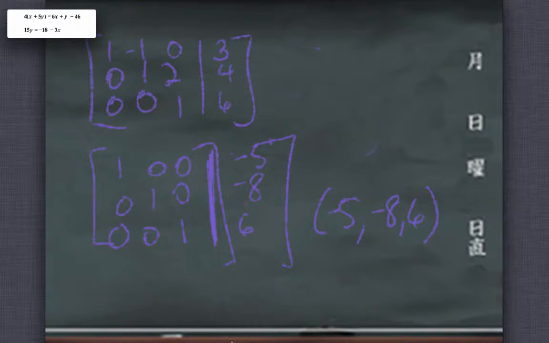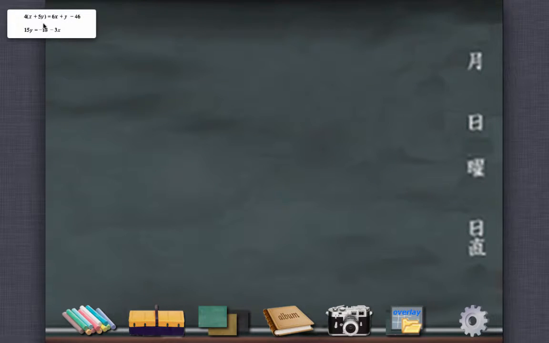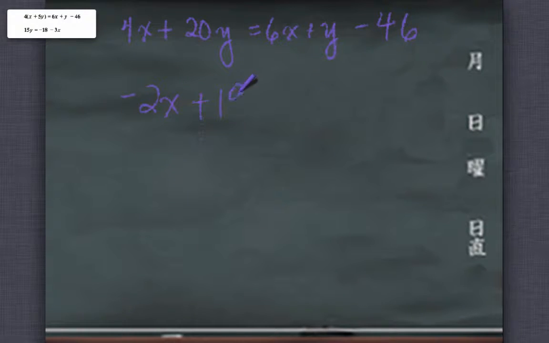So I'm going to take that. The first thing I need to do is write this as an augmented matrix. And remember, it just had a number on one side and all of the like terms were collected. So first off, 4x plus 20y equals 6x plus y minus 46. And that's rewriting the first line, but I really want these moved over. So 4x minus 6x is -2x. 20y minus y, 19y. Over here I have -46.